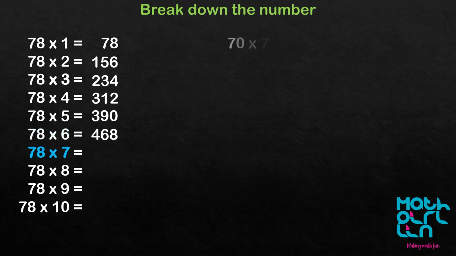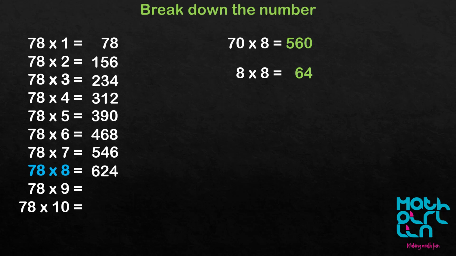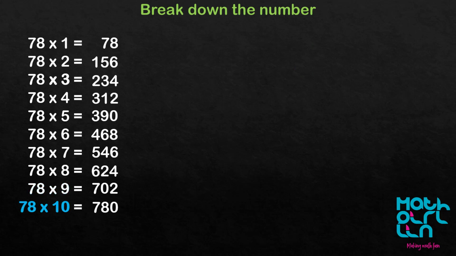70 times 7 is 490. 8 times 7 is 56. 490 plus 56 is 546. 70 times 8 is 560. 8 times 8 is 64. 560 plus 64 is 624. 70 times 9 is 630. 8 times 9 is 72. 630 plus 72 is 702. Finally, 78 times 10 is 780.